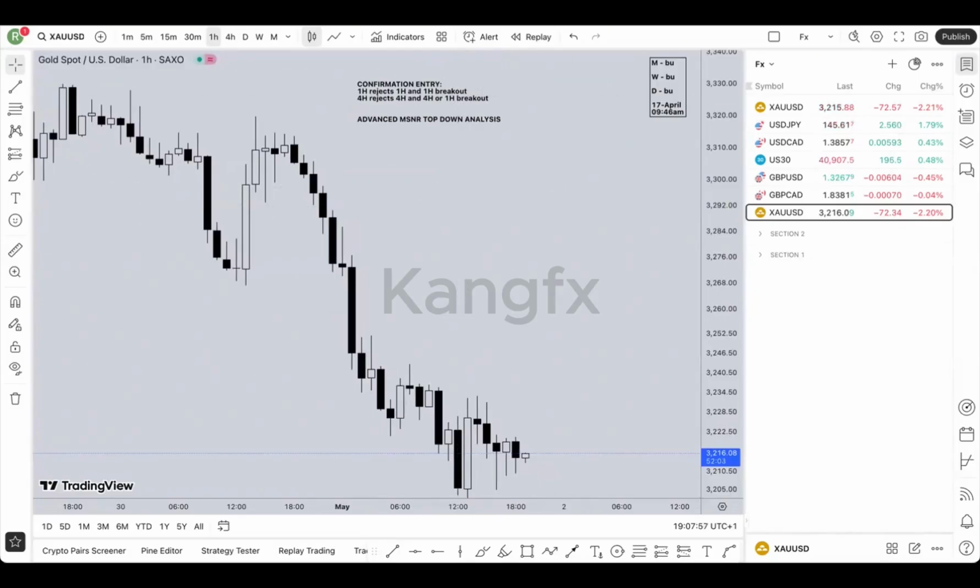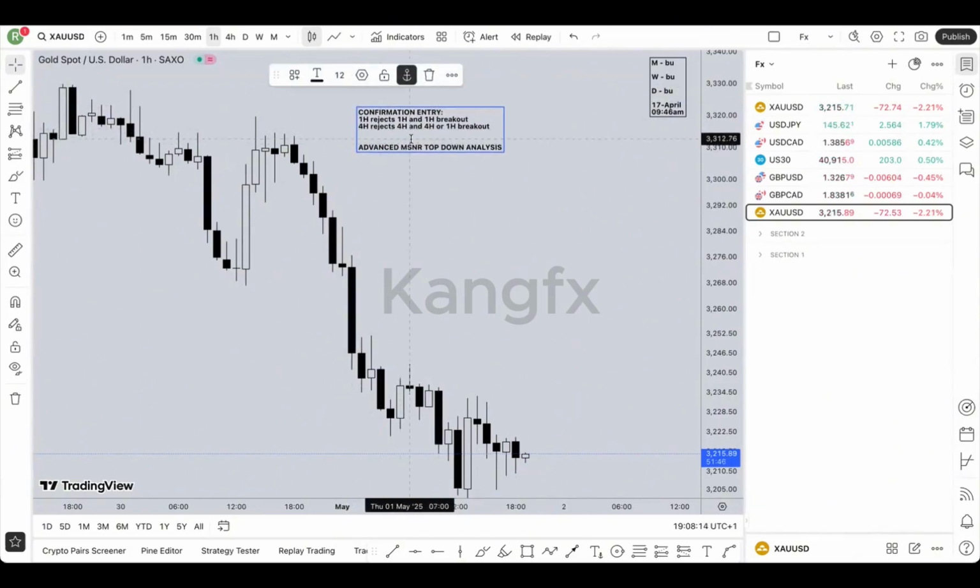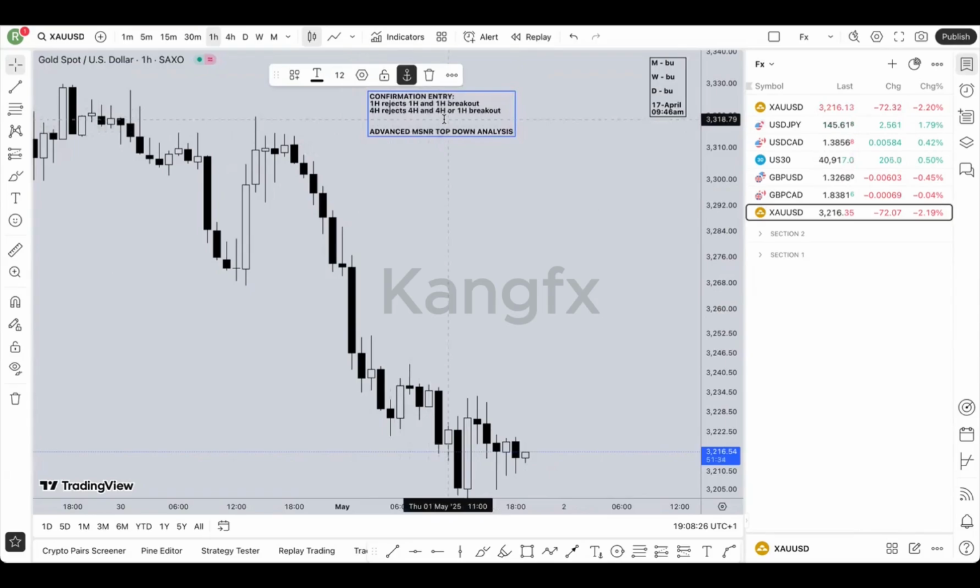We are going to cover confirmation entries, and there are different ways of doing confirmation entry, but I'm going to show you the best way to use. As you're seeing here, we have this, which is 1 hour rejects 1 hour and 1 hour breakouts. 4 hour rejects 4 hour and 4 hour or 1 hour breakouts. Now, when we have this, we can use this concept, 1 hour concept or 4 hour concept for confirmation entries.